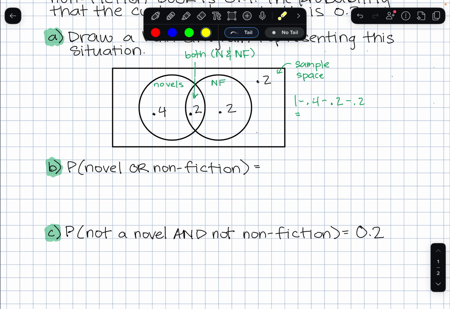The probability that I'm novel or nonfiction could be novel or nonfiction or both, meaning it's this number plus this number plus this number. So 0.4 plus 0.2 plus 0.2, which is 0.8. There's an 80% chance that that customer will buy a novel or a nonfiction book. There's a 20% chance they'll buy a book that is neither of those things. And you'll notice that together those make up 1, our entire sample space.